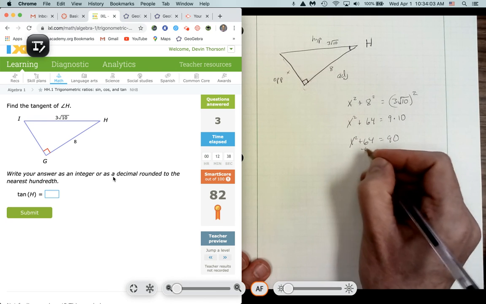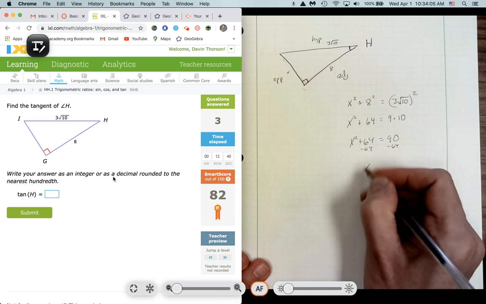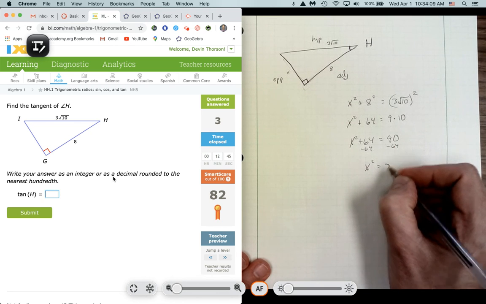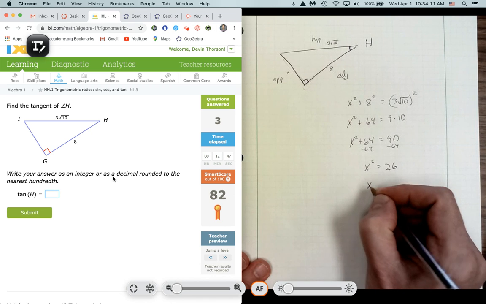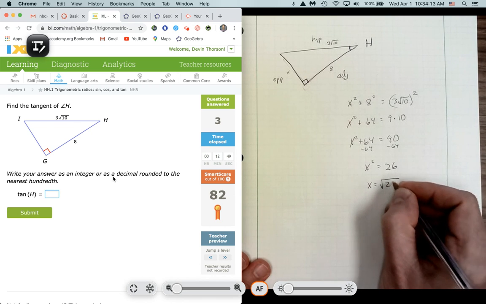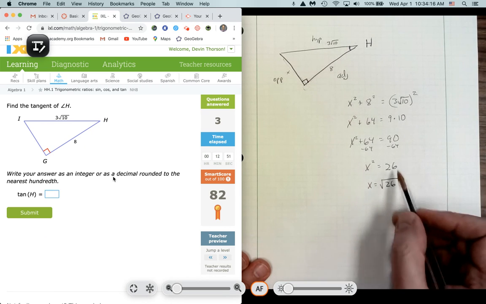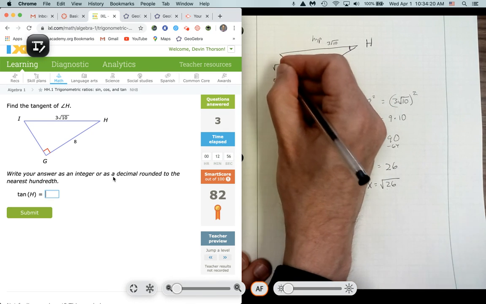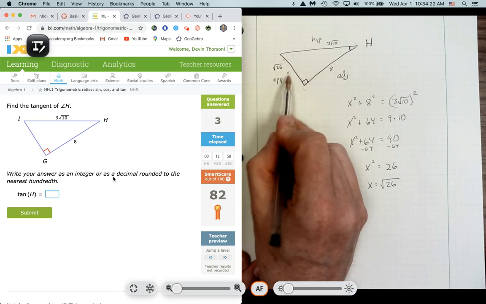Now I'm going to minus 64 from both sides, and I get x squared equals, I believe that's going to be 26, or x equals the square root of 26. Now, it's all right to leave it as a square root. Just come over here and put the square root of 26 for this opposite side.